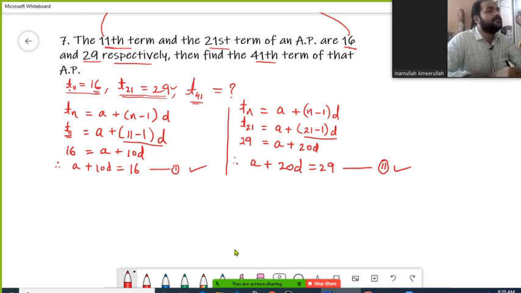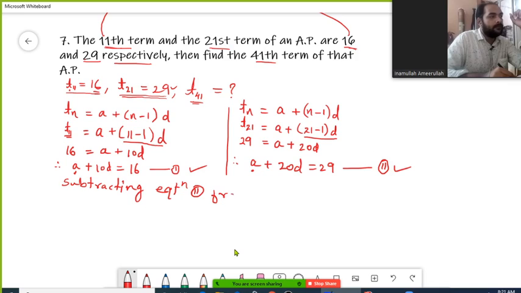Now we can use the same method to solve these two equations as we did in the first chapter on linear equations in two variables. Look at this, the coefficient of a in equation 1 and the coefficient of a in equation number 2 are the same. So if both coefficients are the same, I can simply subtract equation 2 from 1. So here I'll write subtracting equation number 2 from 1. When you subtract equation 2 from 1, we write both equations: a plus 10d equals 16, this is my equation number 1. My second equation is a plus 20d equals 29, this is equation number 2.